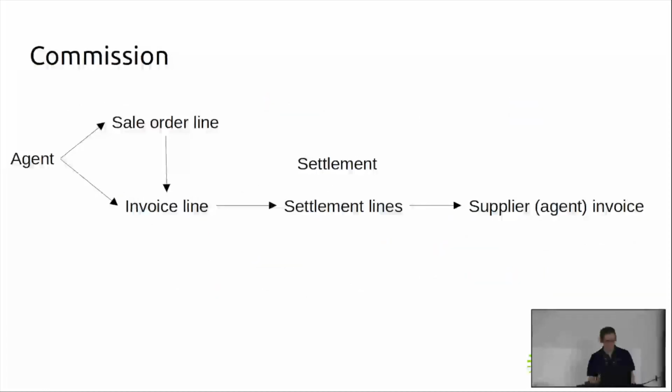So basically, how it works, you have agents, which is people or companies you will have to pay commission to, and then at sale order level or invoice line level, you can set up commissions agents on your lines. We will see later how it works more precisely. And then you have the settlement part. So a settlement is an aggregation of all the commission lines. And finally, you can generate a supplier invoice, so to pay your agent.